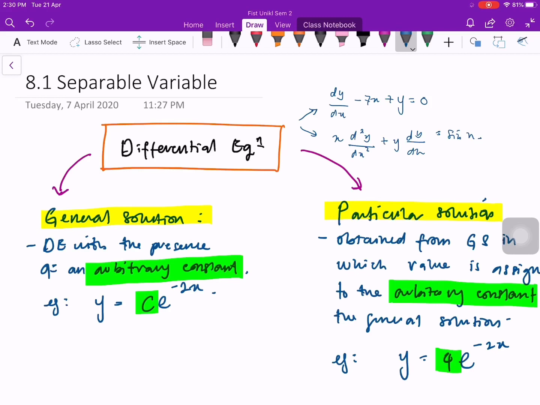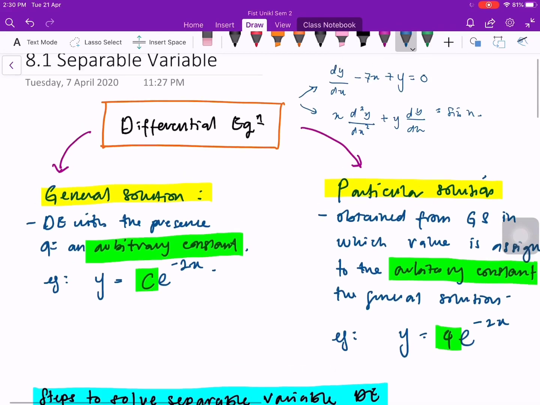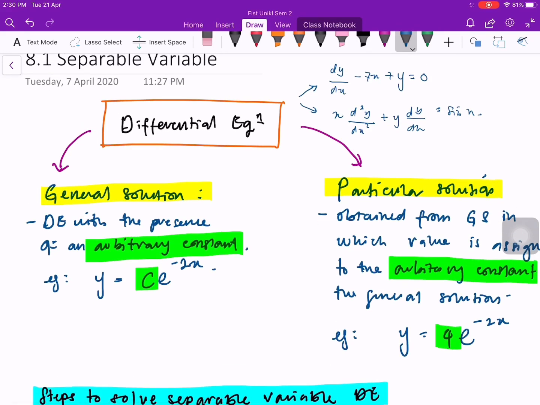Banyak lagi lah contoh-contoh yang lain yang melibatkan differential equation. So hari ni kita nak fokus kepada macam mana kita nak selesaikan differential equation dengan menggunakan kaedah separable variable, okay, which is subtopic of 8.1. So let's start with two types of solutions of differential equation in separable.